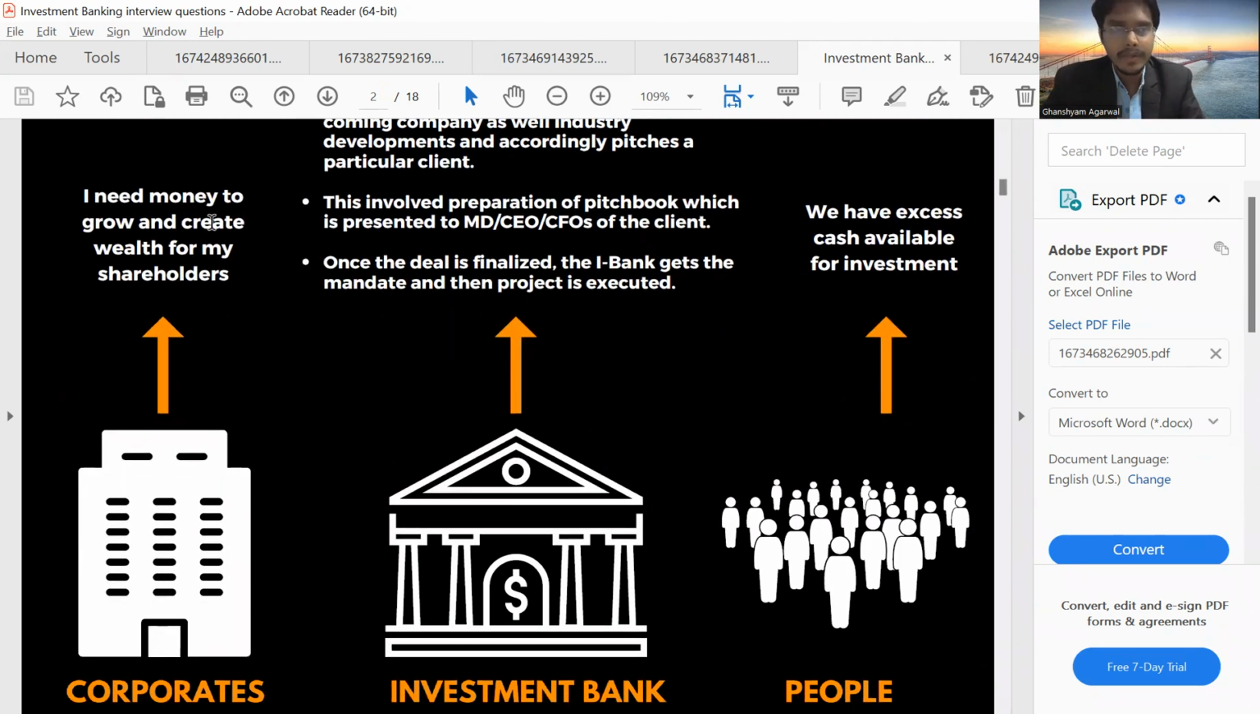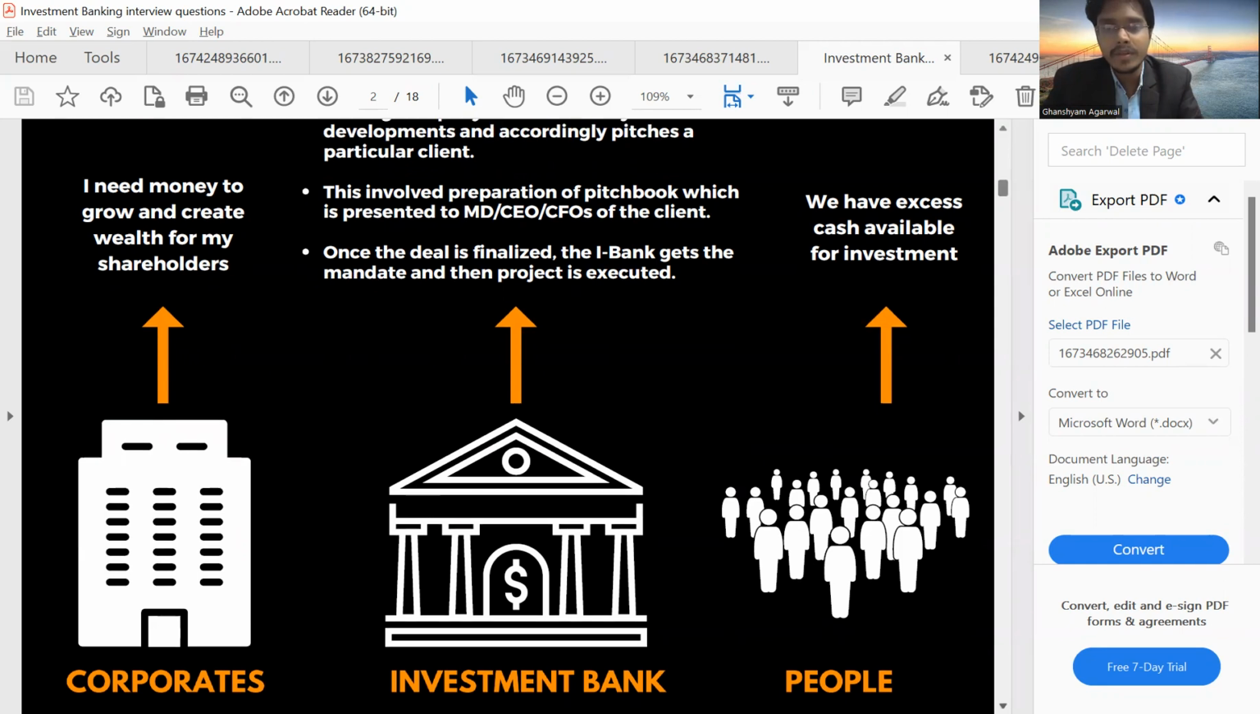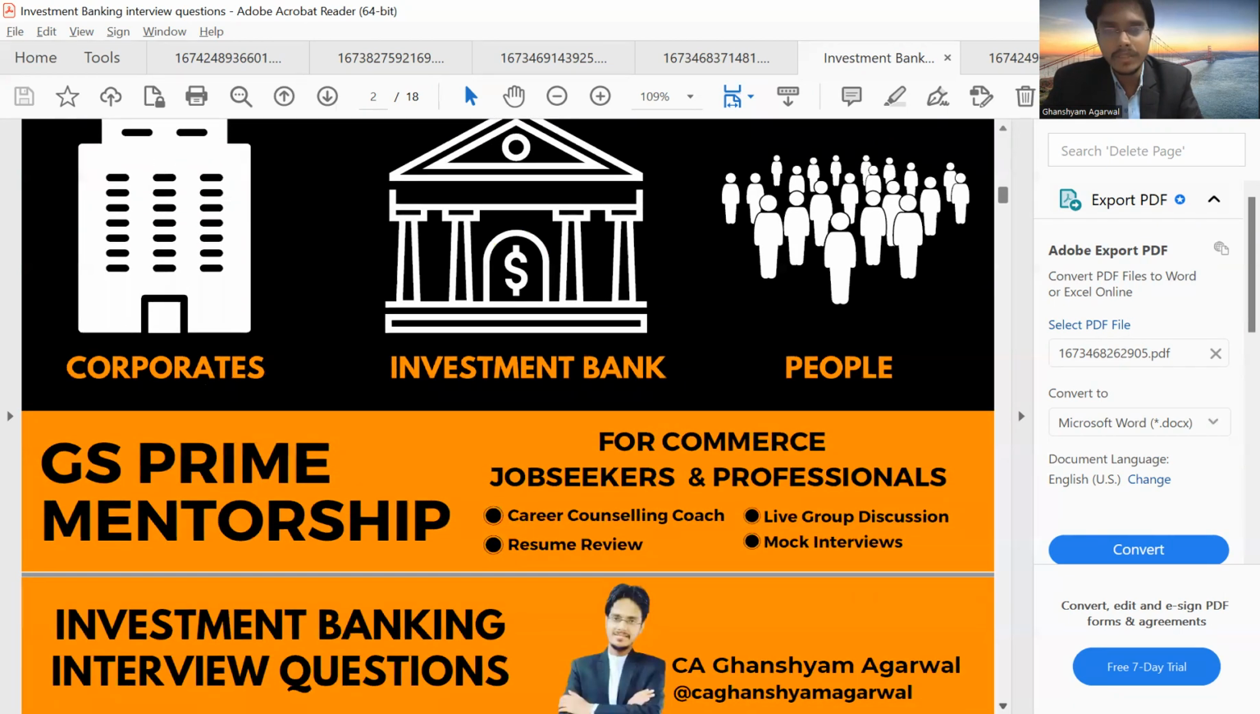For example, there is a corporate, and corporates need money to grow and create wealth for the investor. This is an investment bank. It is actually helping them to do that.